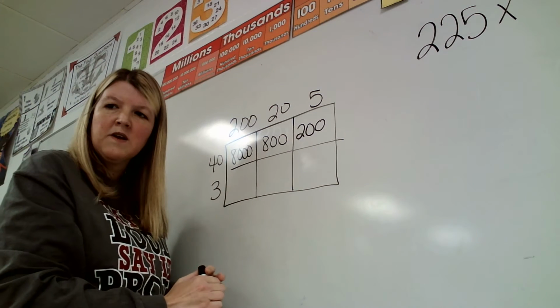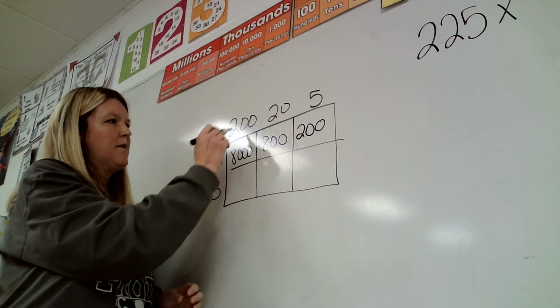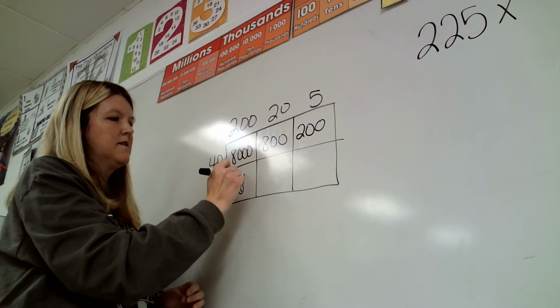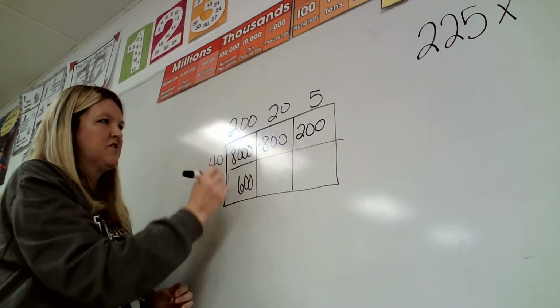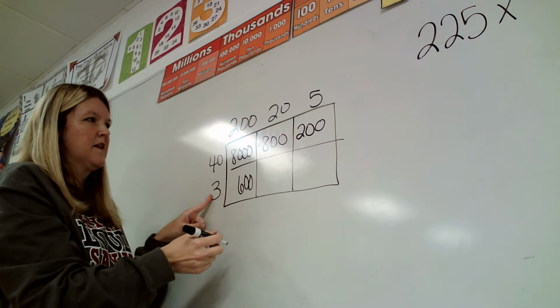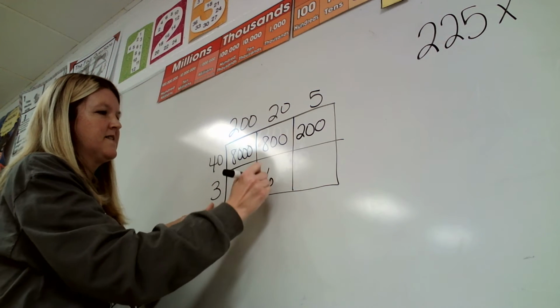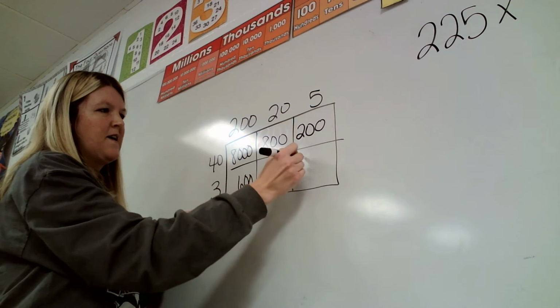All right, and then now I'm going to multiply the 3. So 3 times 200 gives me 600. 3 times 2 is 6. And then 3 times 20 is going to be 60. And then 3 times 5 is 15.